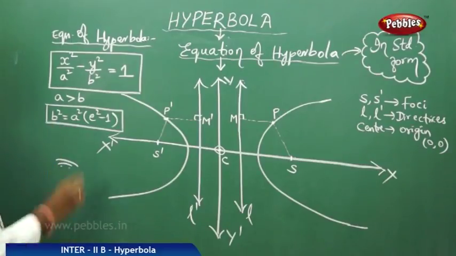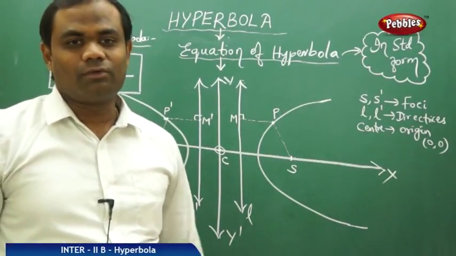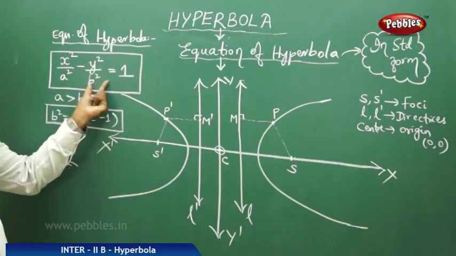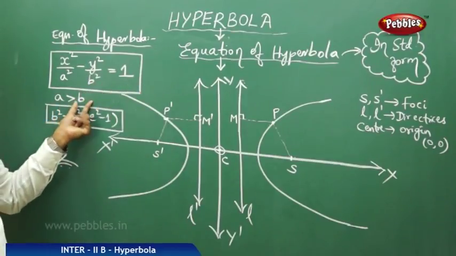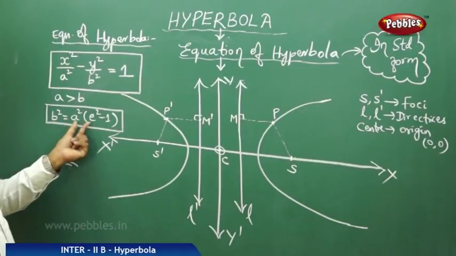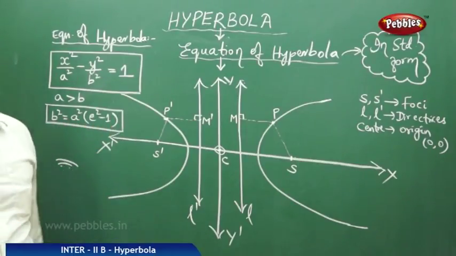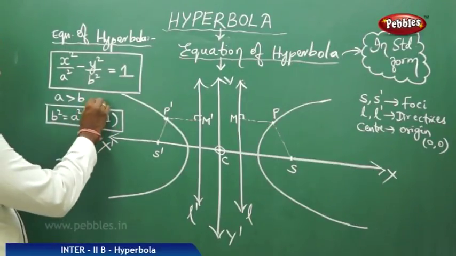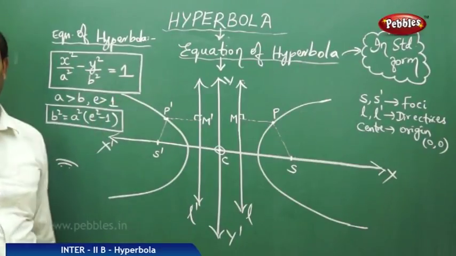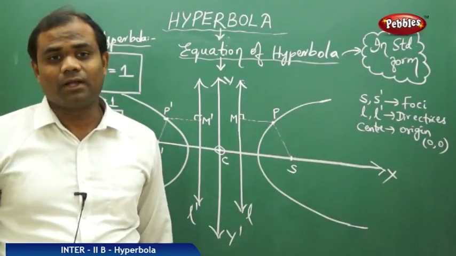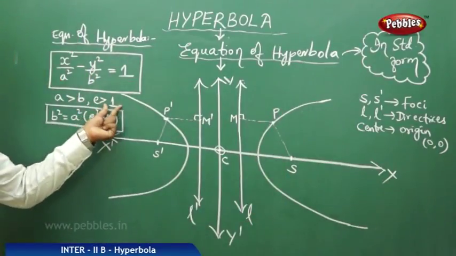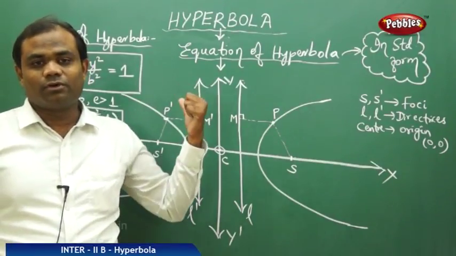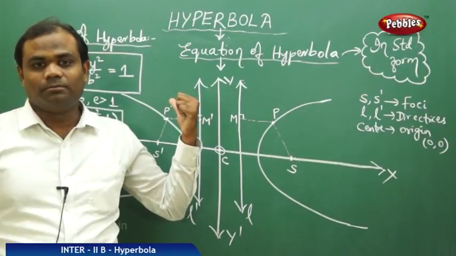So these are the two properties through which I define the standard form of hyperbola, where the equation of hyperbola in standard form is x square by a square minus y square by b square equal to 1, with a greater than b, and b squared is given by a square times e square minus 1, whereas in ellipse it is 1 minus e square. Here it is e square minus 1, simply because e is greater than 1, and in case of ellipse, e is less than 1. In case of hyperbola, e is greater than 1, given by b square equals a square times e square minus 1. Equation of hyperbola in standard form.